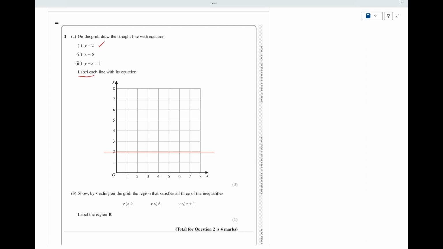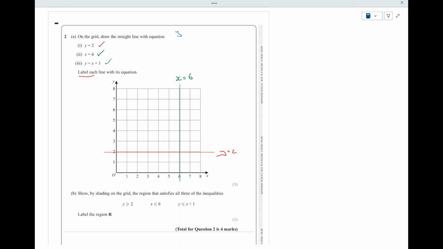See how it tells me to label each line? Y equals 2. Now, the line x equals 6 is the line that crosses the x-axis at 6. So there it is, x equals 6. And lastly, the line y equals x plus 1.